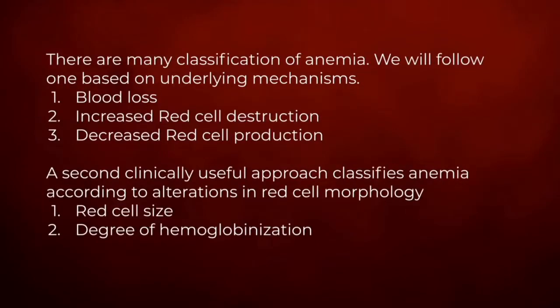Next is classification. There are many classifications of anemia. We will follow one based on underlying mechanisms: blood loss, increased red cell destruction, and decreased red cell production. The other classification is based on alterations in red cell morphology. A second clinically useful approach classifies anemias according to alteration in red cell morphology, that is, based on red cell size and degree of hemoglobinization. So these are the two types of classification: one based on underlying mechanism, the other based on alterations in red cell morphology.